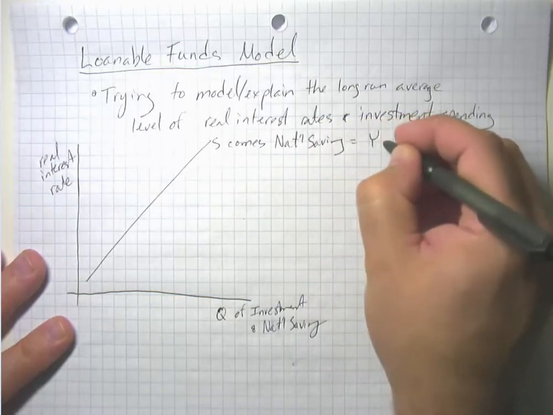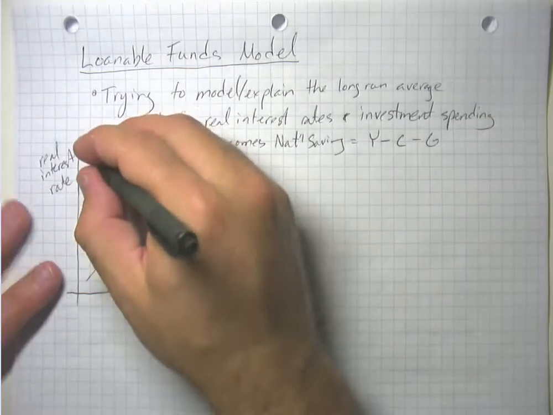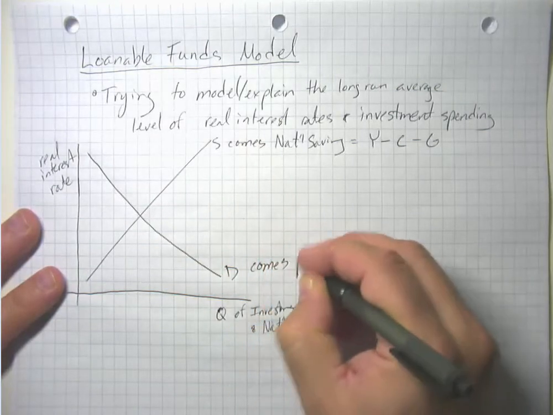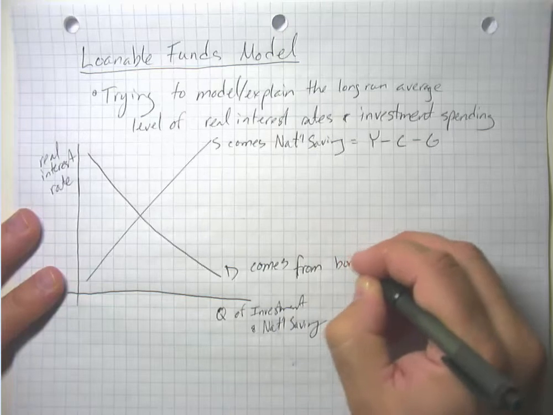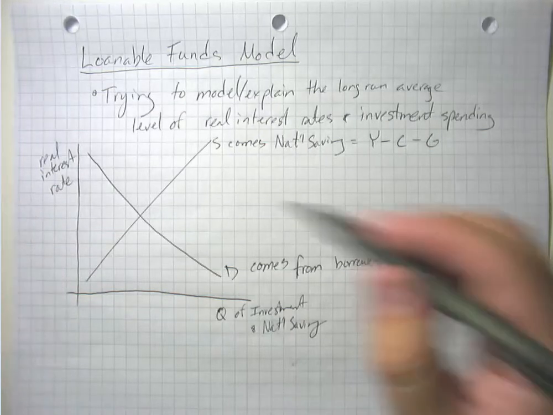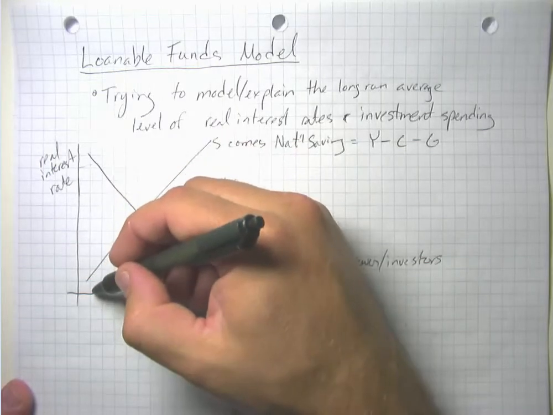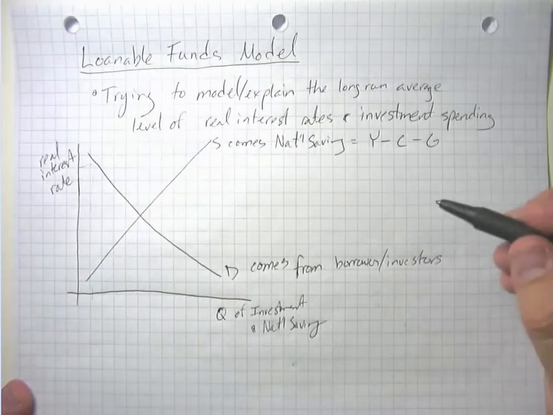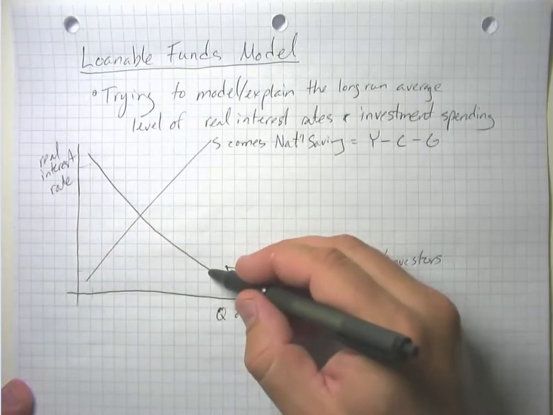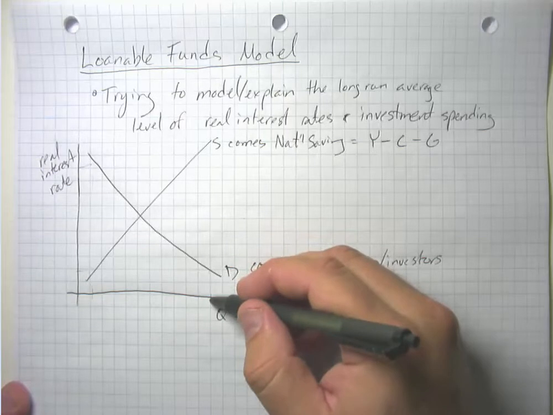And of course, national saving equals GDP minus consumption minus government spending. The demand for loanable funds comes from borrower investors. And when interest rates are high, then lots of projects don't look profitable. They don't look worth it. So that's going to mean that we're going to have a low quantity demanded. If interest rates are low, then lots of projects start to look profitable because it's easy to get financing and it's cheap and so on. So we're going to have a high quantity demanded.